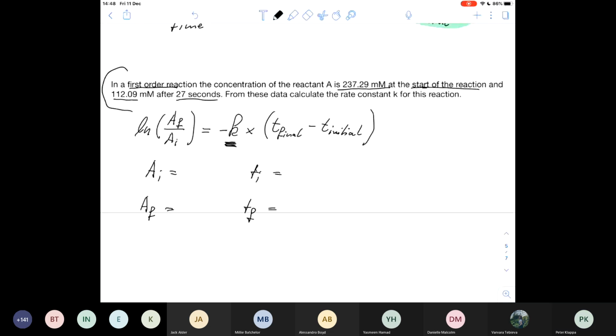It says the concentration of the reactant at the start of the reaction. So my T initial would be 0. That's the start of the reaction, and the corresponding concentration is 237.29 millimolar. The time is 0 seconds. After 27 seconds, that's my final time, it is 112.09 millimolar.